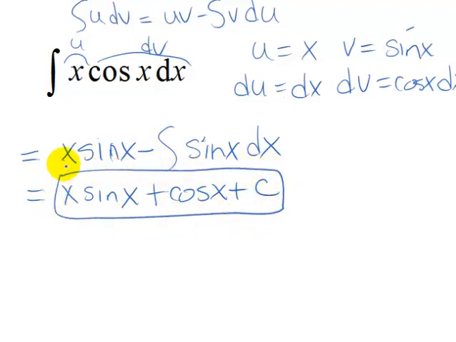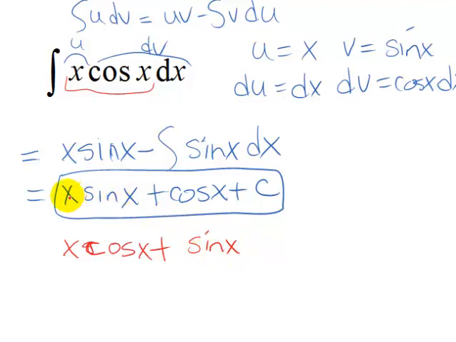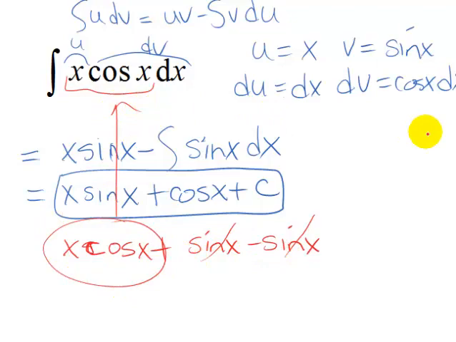Now remember, on any of these you could always check them by differentiating and making sure you get the original function back. So let's just quickly do that. So here's a product. First function times the derivative of the second function, that's going to be cosine x, plus the second function sine x times the derivative of the first function, that's 1. Over here the derivative of cosine x is negative sine x, and of course the derivative of a constant is 0. Those would cancel, and you can see that it does in fact check.